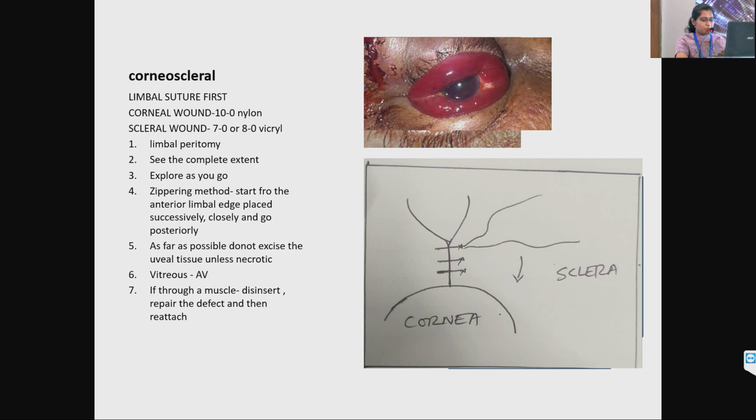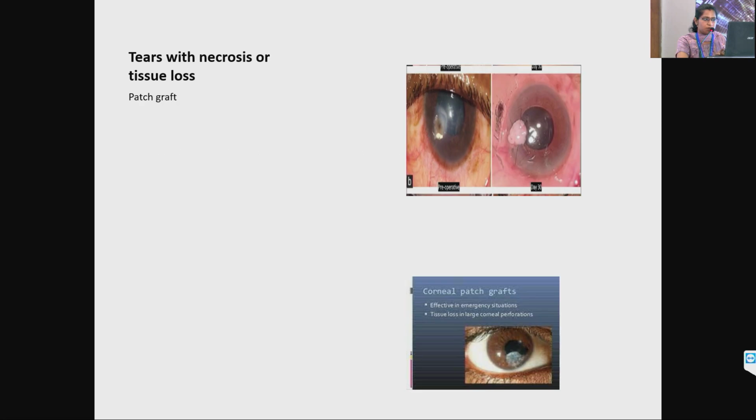And also the help of an assistant is required, because if you have an uveal prolapse here, then it's best not to cut it, but rather just push it inside with a blunt instrument and suture it. Here you don't have to follow the no-touch technique, but rather you have to hold the scleral edge tightly and then do the suturing. If there is vitreous, anterior vitrectomy is required. If the tear goes under the muscle, if you are trained enough for that, then disinsert, repair the defect and reattach. But if you're not, then probably you can take it for a secondary closure. All scleral tears must also be buried, and conjunctiva should be closed with an 8-0 or 9-0 Vicryl.